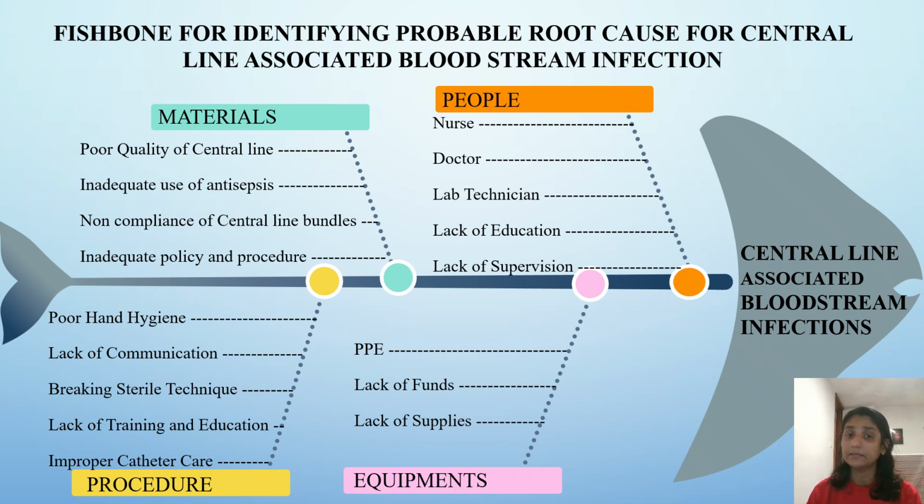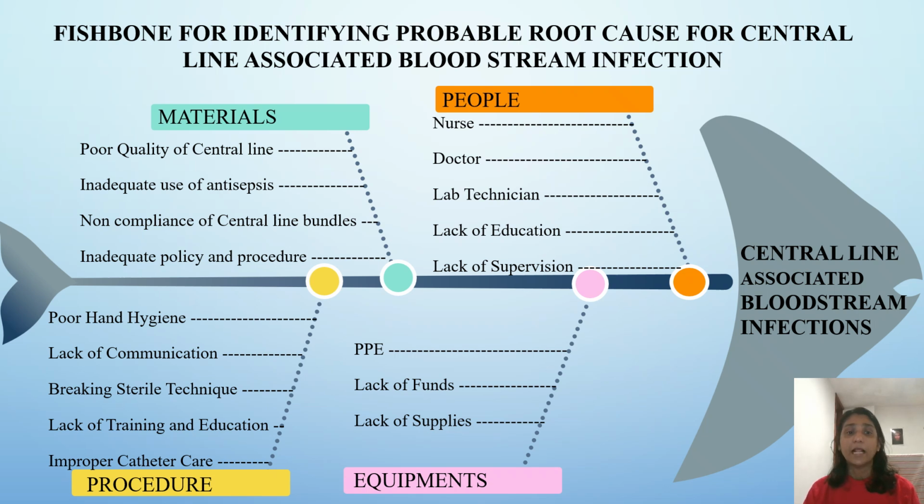People: nurse, doctor, lab technicians. As we know, nurses have an important role. They are the ones administering medications and all. The doctor is the one inserting. The lab technician is always extracting the blood. They are sometimes not following sterile technique. So all of these are involved because of lack of education and lack of supervision.